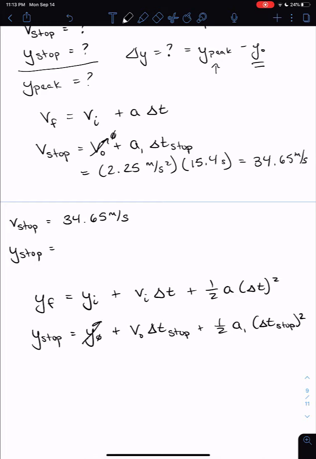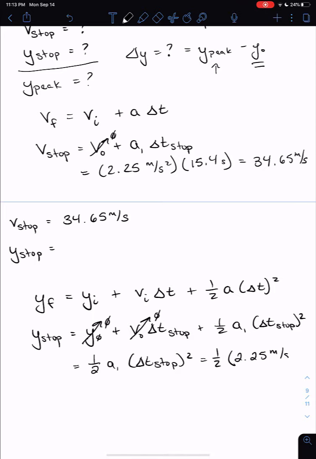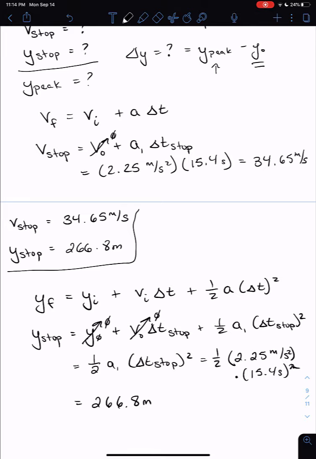Now that initial position is 0 and my initial velocity is also 0. So that leaves me with 1/2 a1 delta t stop squared. I can plug in those numbers. You plug that into your calculator and you'll find that that distance is 266.8 meters. So we'll mark this up here in the corner too so we can keep track of the things that we found. So these are now new knowns that we have calculated.